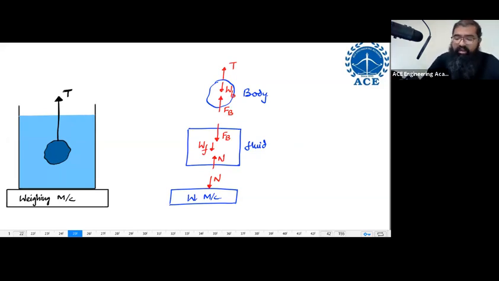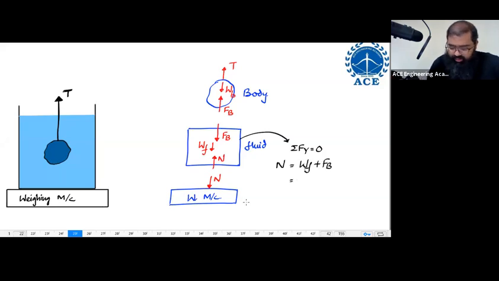Now, the entire system is in equilibrium. I have not mentioned specifically over here that it is in equilibrium, but it is a logical thing. If it is in equilibrium, let us say for the fluid first, I'm applying sigma Fy equal to 0. So what will sigma Fy equal to 0 become? Upward force should be equal to downward force. N must be equal to Wf plus Fb.